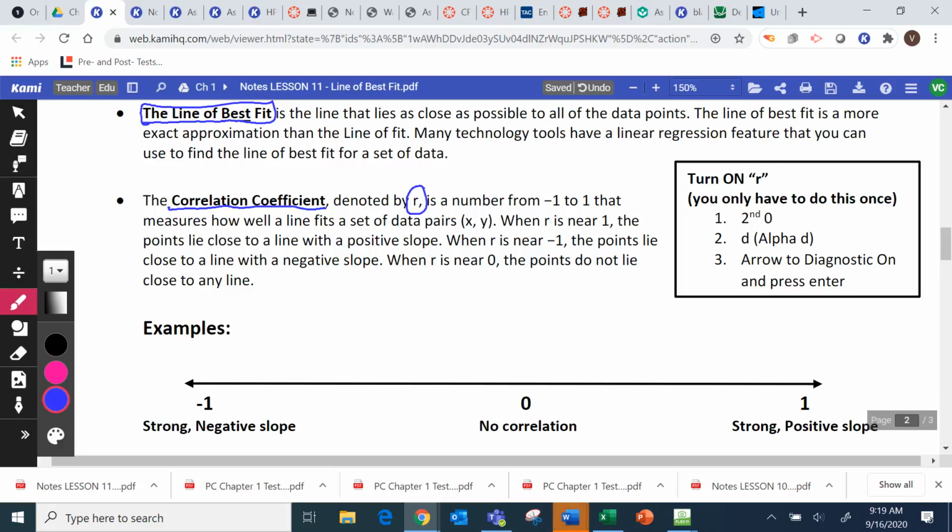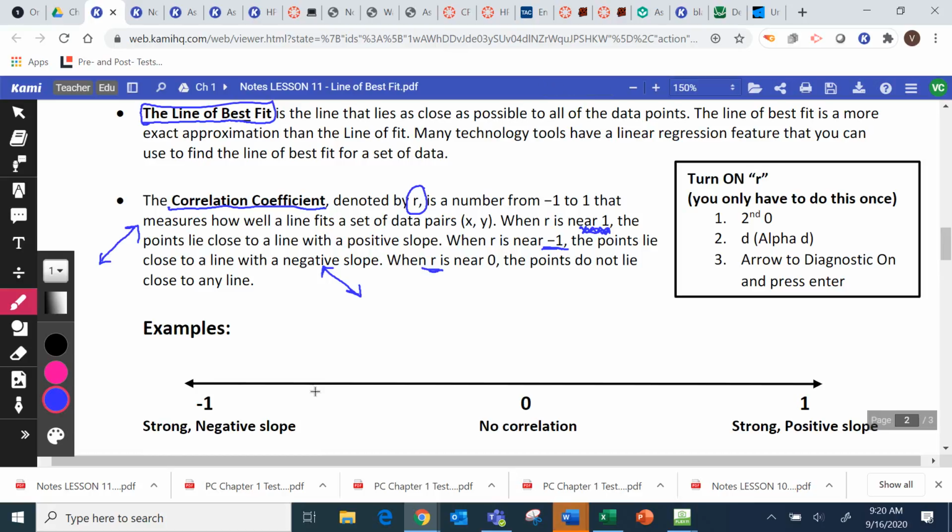If it is near -1, then the points lie very close to the line with a negative slope. If it is near +1, then the points lie very close to a line with a positive slope. So it's either all the way at -1 or +1, telling you if it's really close to a positive line or a negative line. If it's right in the middle at 0, that means the points don't really lie on a line at all. So 0 right in the middle, that's not a very good prediction.